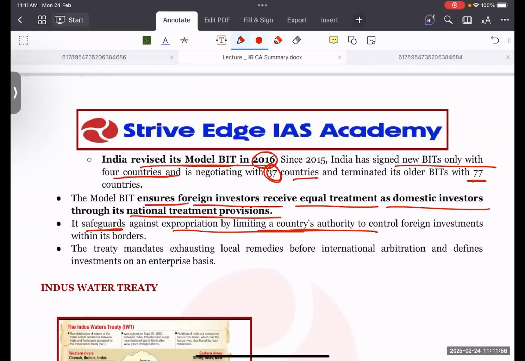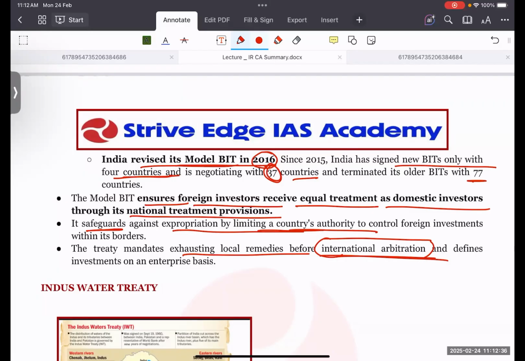Not just the state directly, but any authority in this particular nation or state, if it is acting in an irrational or unjust manner towards a company which has invested from the other country, the nation has the responsibility to protect that investment also. It also mandates exhausting local remedies before international arbitration. What happens is, if there is a controversy, because there was an issue, if you can remember, the Cairn Energy issue, or the Vodafone issue.